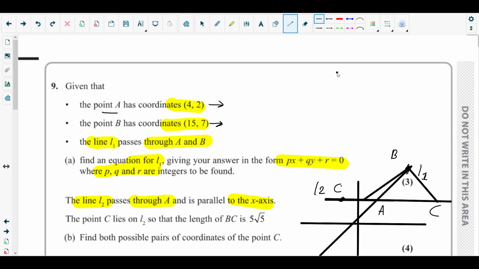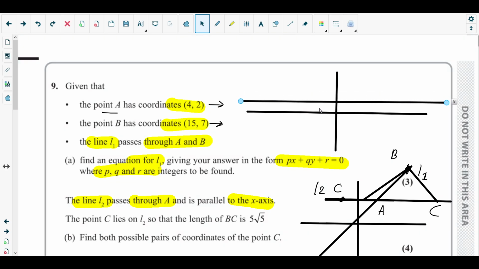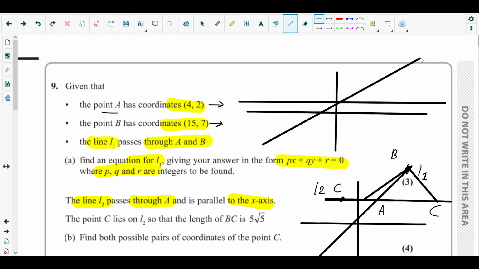Consider here. The line L2 is parallel to the x-axis, so this is this one, okay. And line L1, how is it passing through? Line L1 has a positive gradient, so it will pass like this, right? This is line L1.